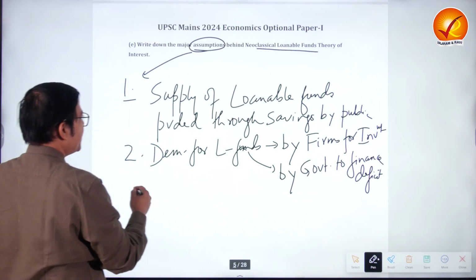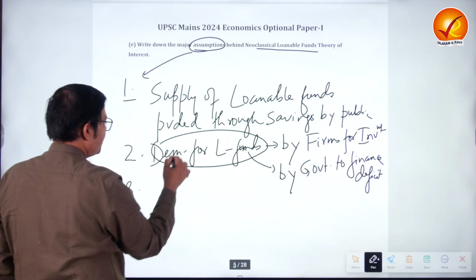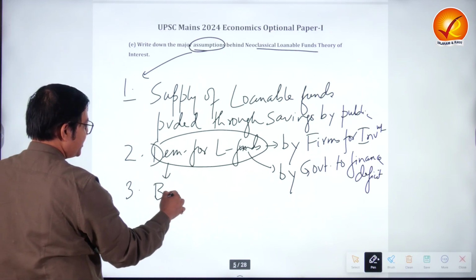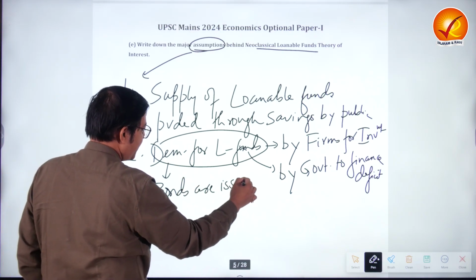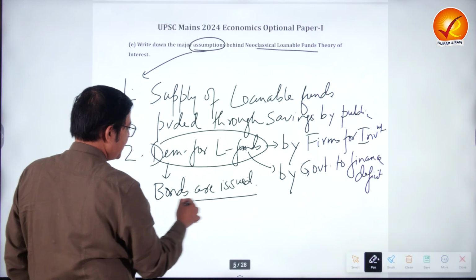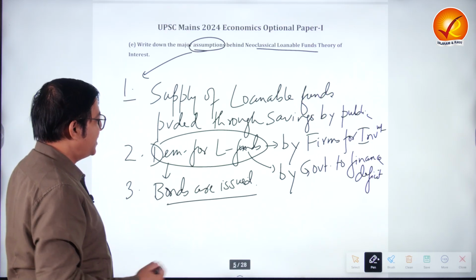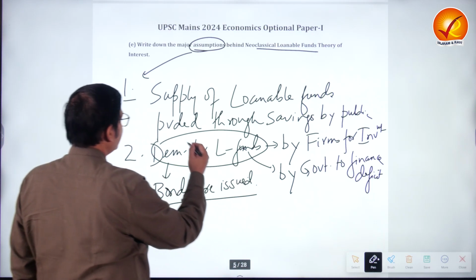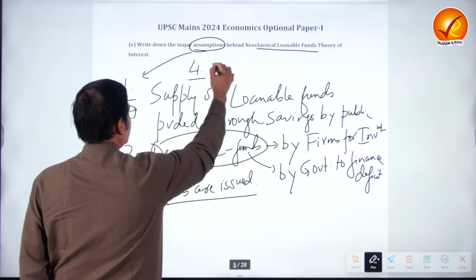Okay, then separately you can even write that for this demand for loanable funds, the bonds are issued. Bonds are being issued by both the firms as well as the government. The purpose is different, however. Okay, then you can write a couple of other assumptions also.